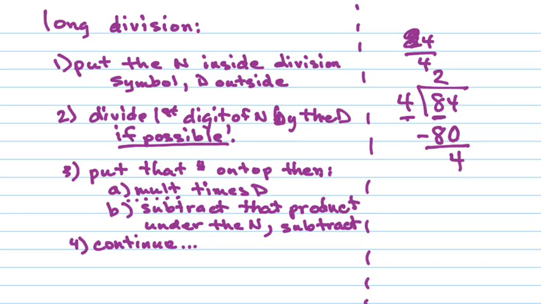Right? So now the new number I have down here is a 4. 4 divided by 4 goes in how many times? Once. 1 times 4 is 4. And 4 minus 4 is 0. Okay?